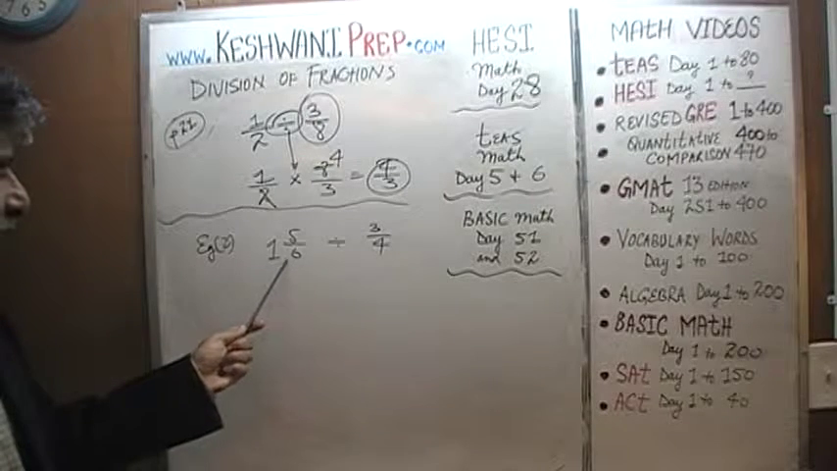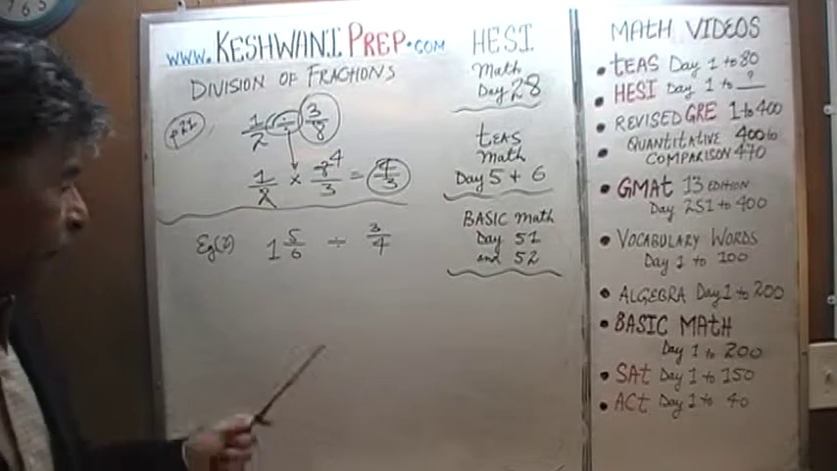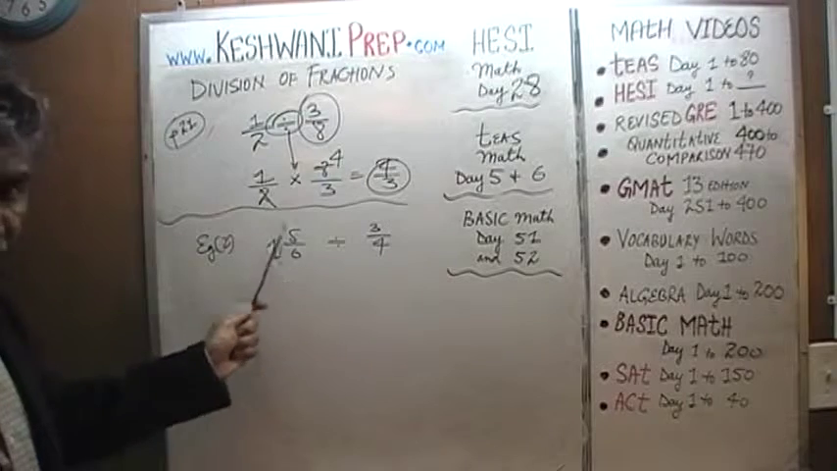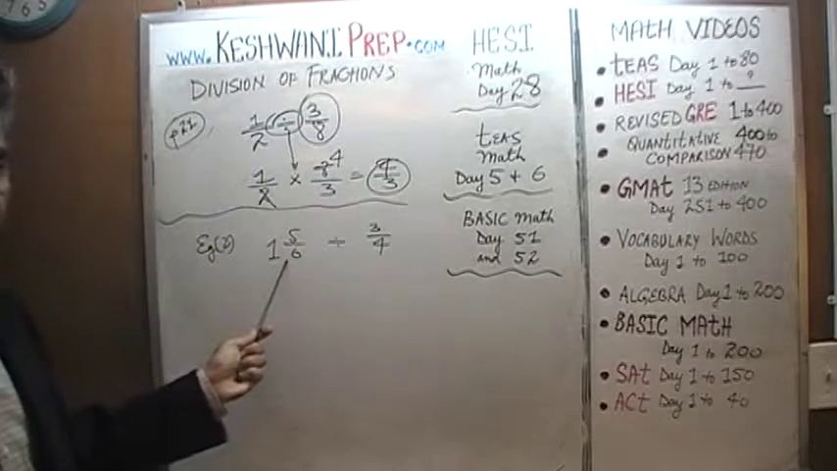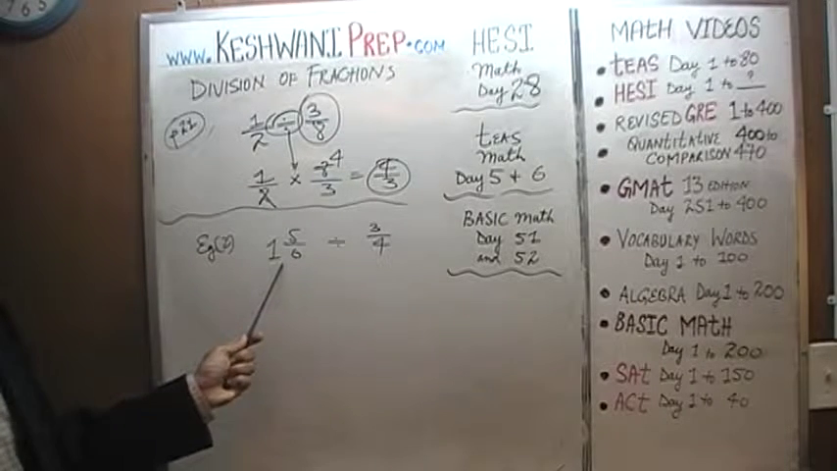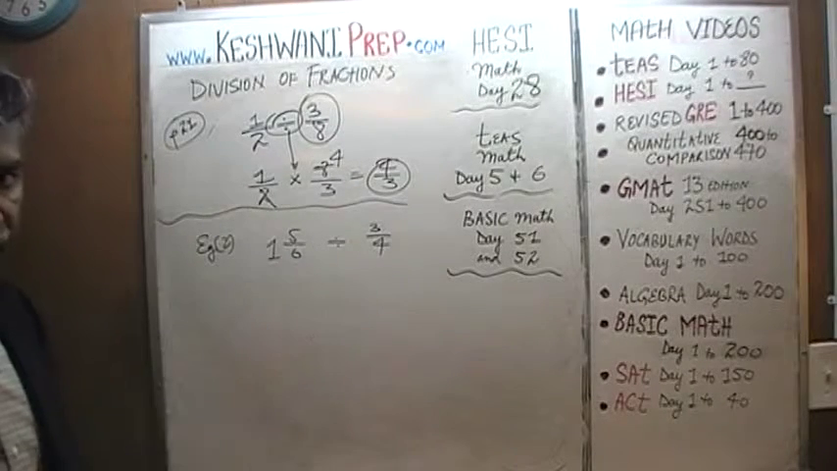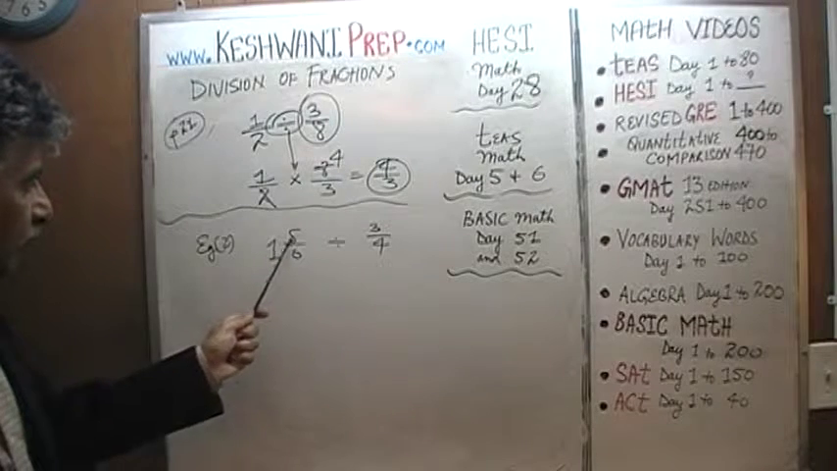The difficulty with this problem is that we are talking about division of fractions. This is not a fraction, this is a mixed number. We need to convert this into a fraction so that we can divide this fraction by that fraction. Let's do it out. This is 1 and 5/6.